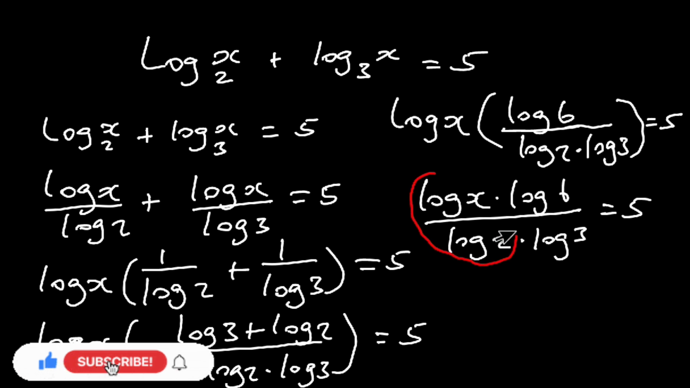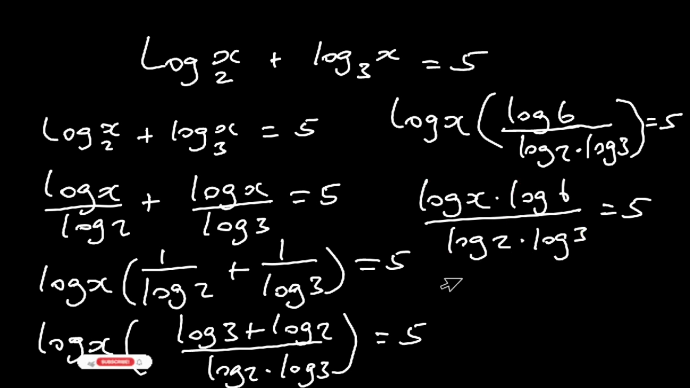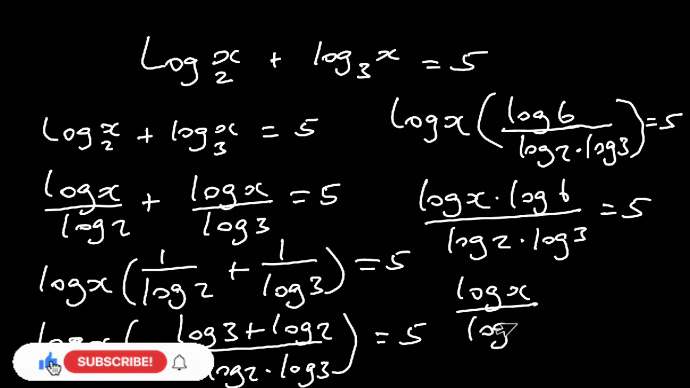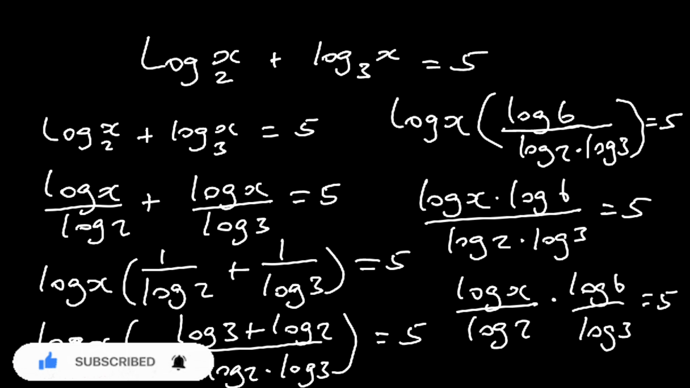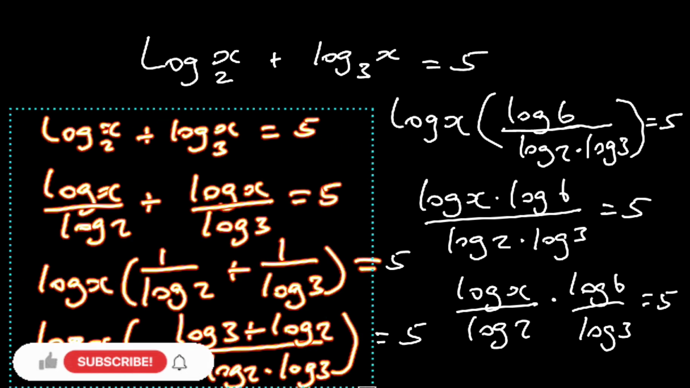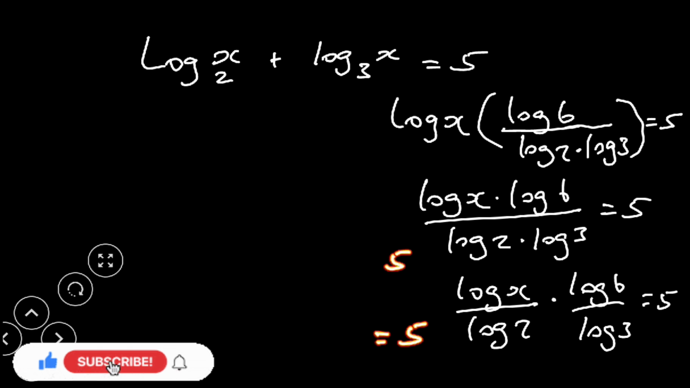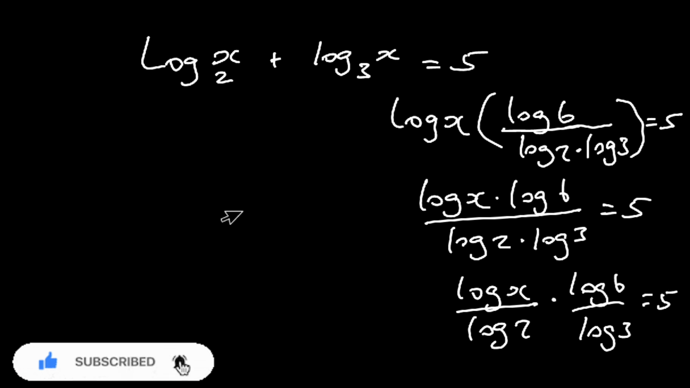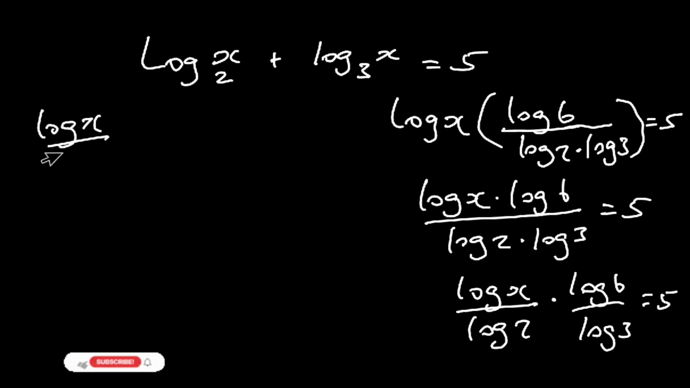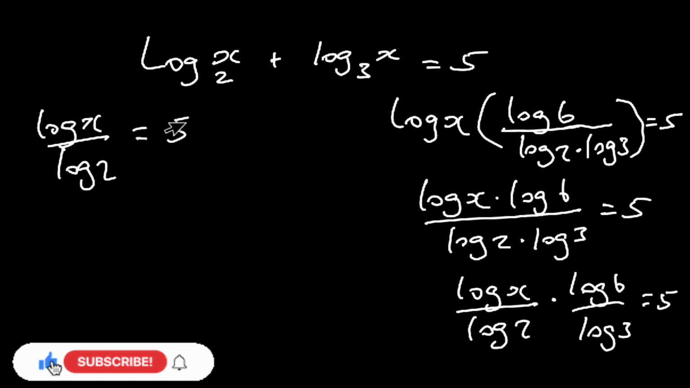Let's break this equation into parts. It's going to be this part multiplied by this part, then equal to 5. When we do that, we're going to have log x divided by log 2, then multiplied by log 6 divided by log 3, then equals 5. Let's take this part of the equation to the right hand side. When we do that, we're going to have log x divided by log 2 equals 5. Now notice that we have log 6 divided by log 3 here. When we take it to the right hand side, it's going to be log 3 divided by log 6.